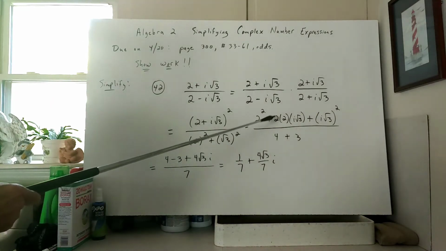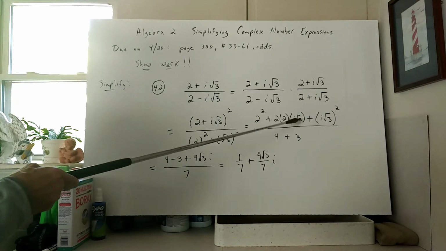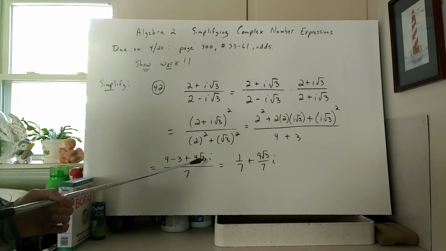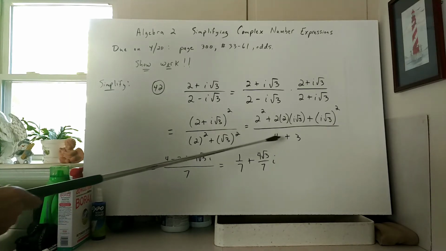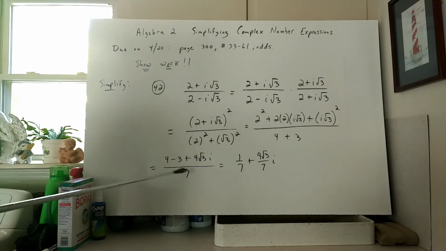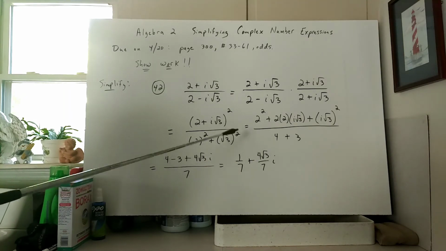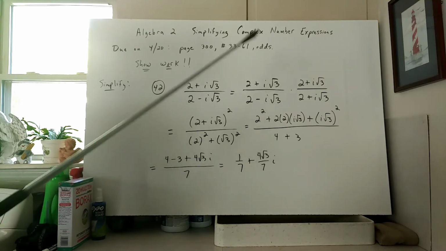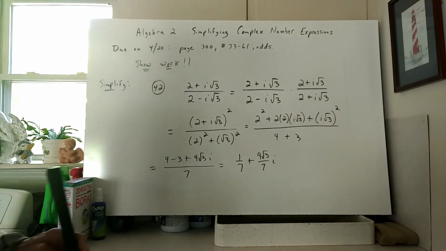And then 2 times 2 is 4. By the commutative property, I'll do 4 times square root of 3 and then times i. There it is, 4 square root of 3 i. And the denominator is 4 plus 3, which is 7. 4 minus 3 is 1. So that gives me 1/7. And then I put 4 square root of 3 over 7 i right there. Okay?